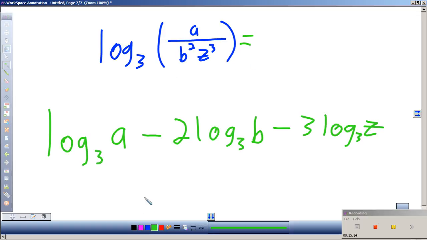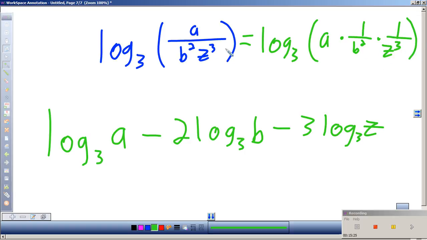We could rewrite this as log base 3 of a times 1 over b squared times 1 over z cubed. So these are both in the denominator, which means we could write this one as b to the negative 2, and z to negative 3. And these two are both going to have your negative number because it's negative out front. We could change it to this form, but it does have to be negative. If it's in the denominator, it's going to have a negative part.